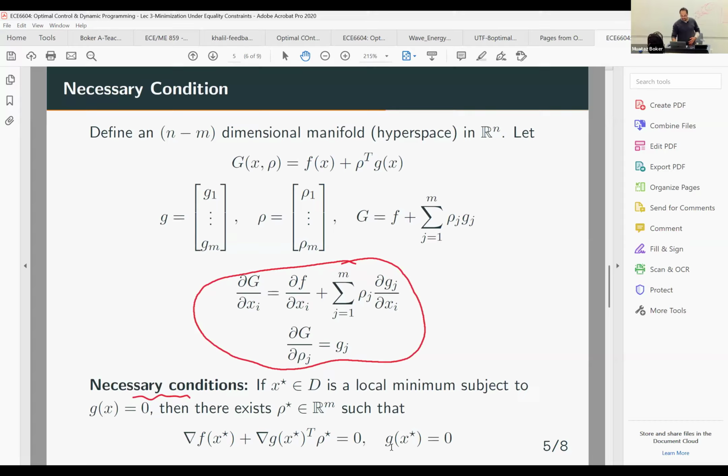Okay, here's the example. Yeah, but before I go to the example, is there any question?